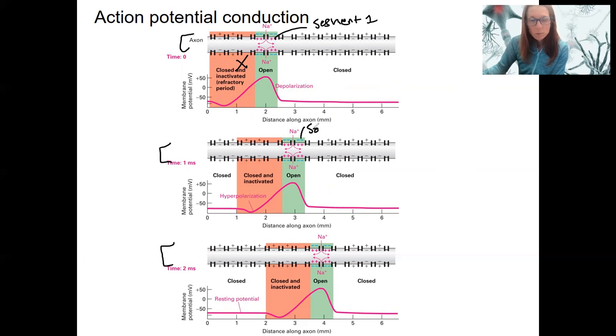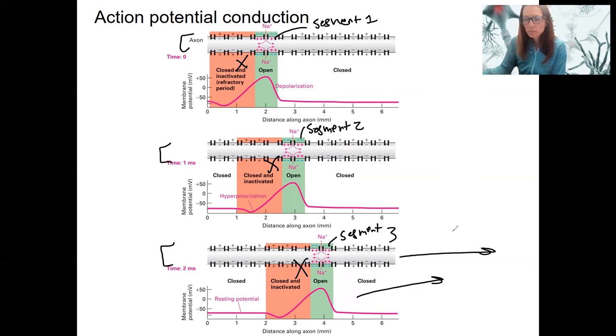Here's our segment two, like we had in the previous picture, but segment one cannot have an action potential occur. Segment three has an action potential. It can't go back to our segment two. It's going to go that way only. One direction.